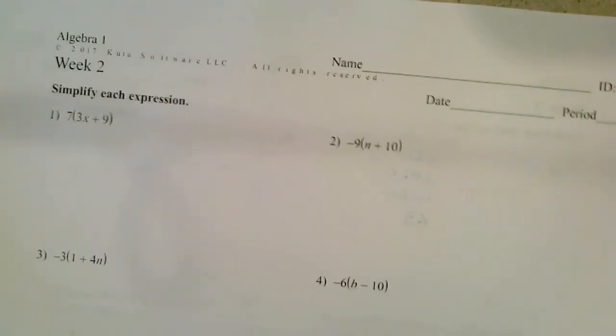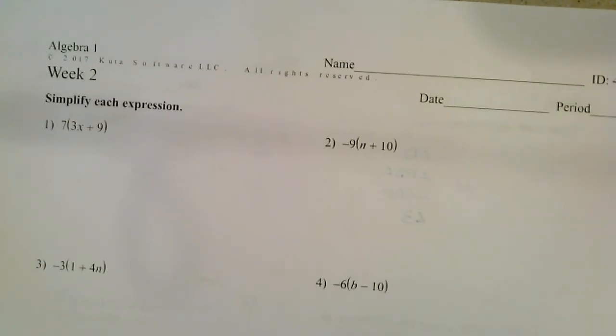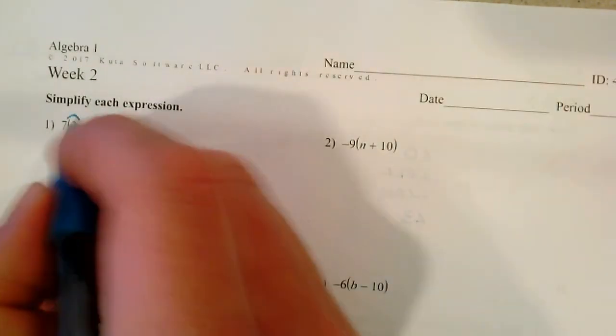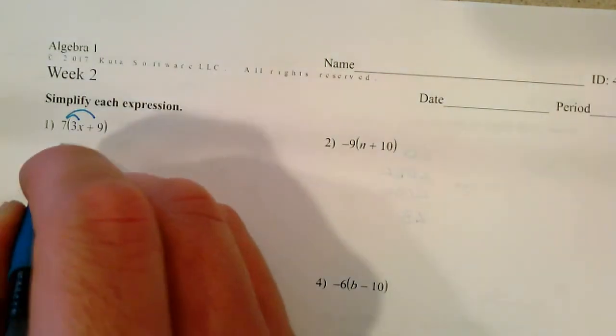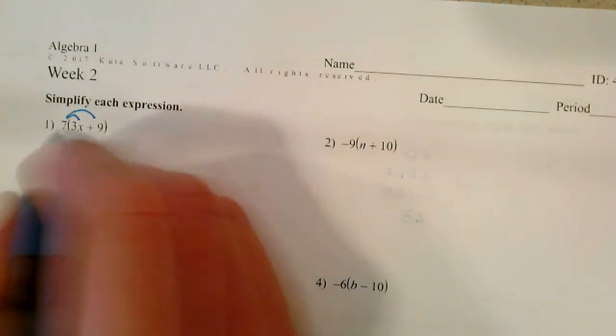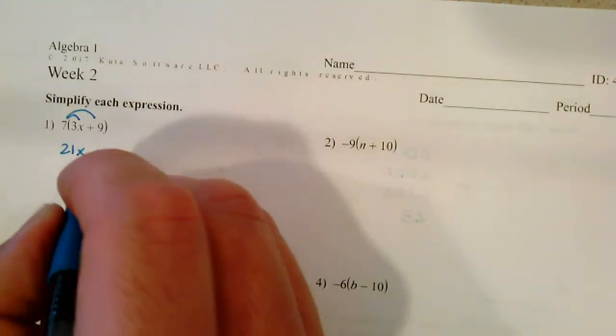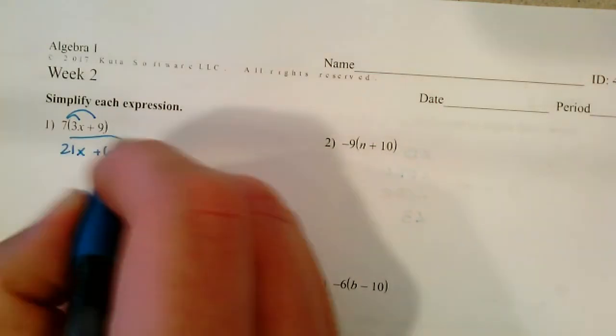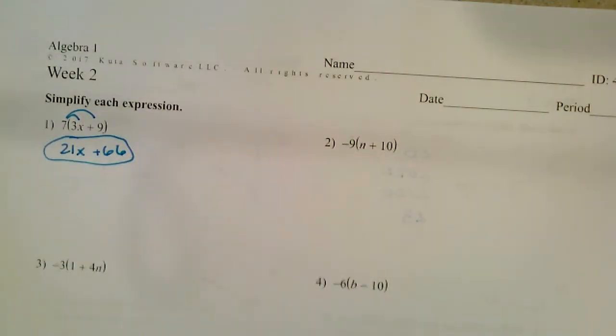Let's see here. Simplify each expression. All right, simple distributive property problem. 7 times 3x is 21x. 7 times a positive 9 is plus 63. Let's do a little equation solving here.